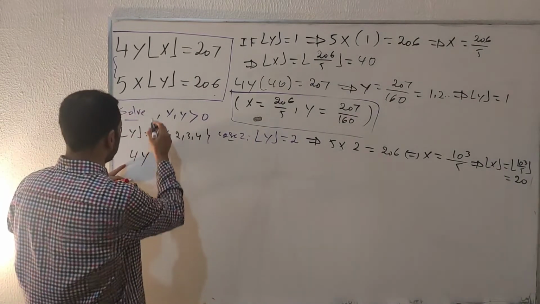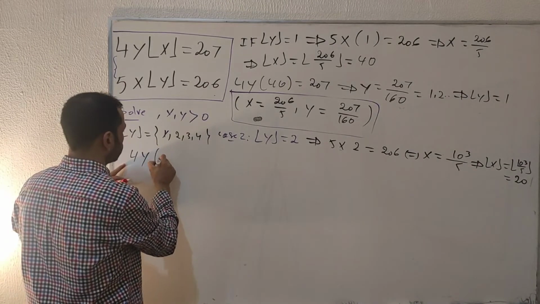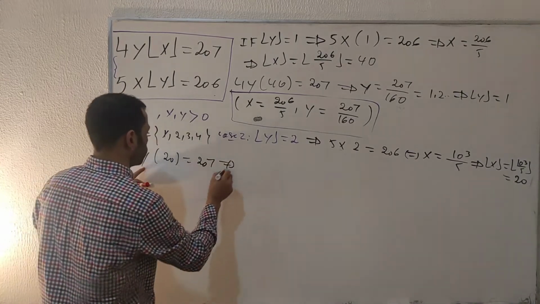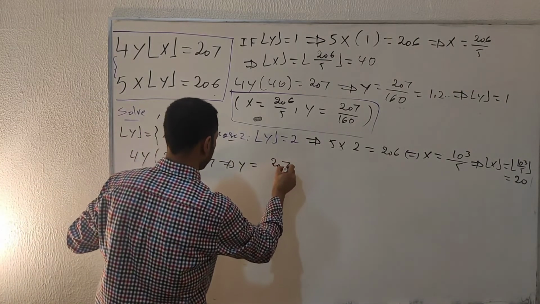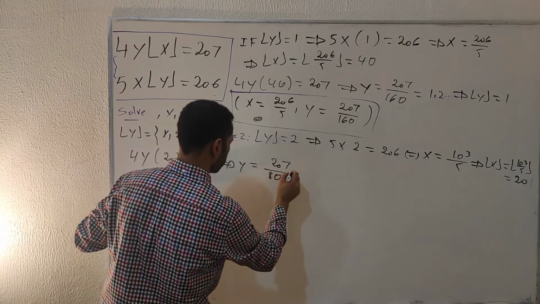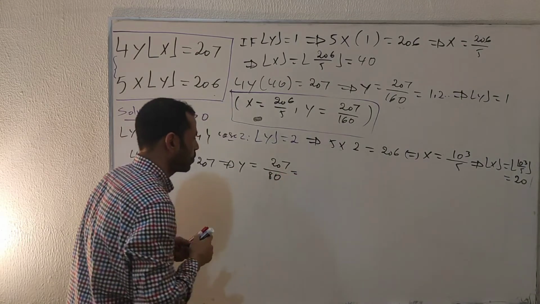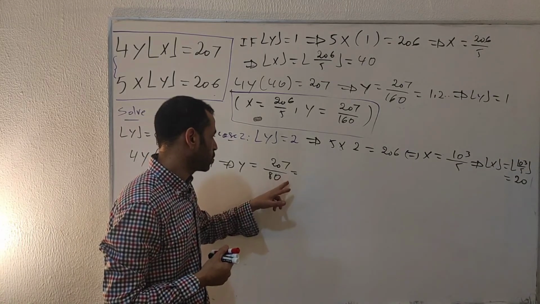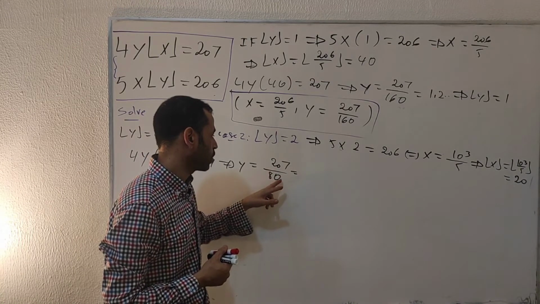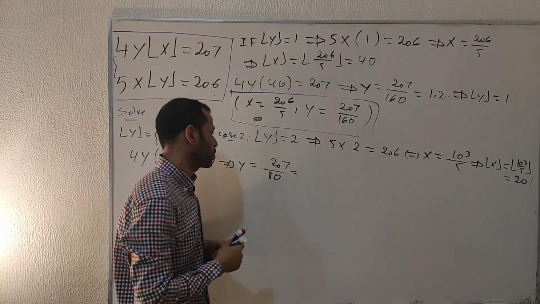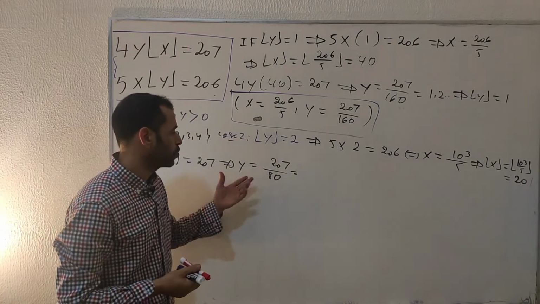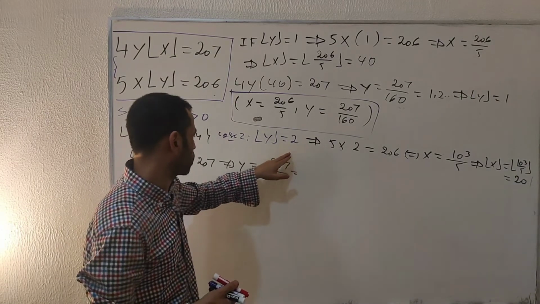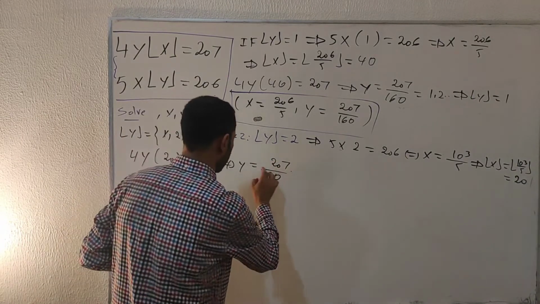So I get 4y, because we know only the floor of y, not y. So 4y multiplied by the floor of x, which is 20, equals 207, which means y equals 207 over 80. 207 over 80 is not going to reach 3, because 3 multiplied by 80 is 240, so you will have 2 point something. If you apply the floor of y here, it gives us 2, which is correct.